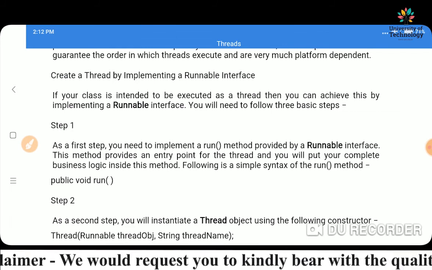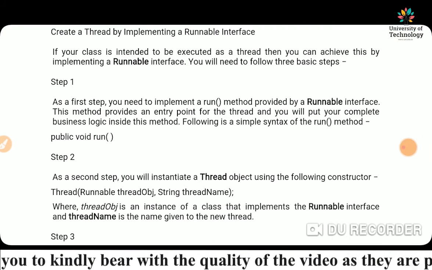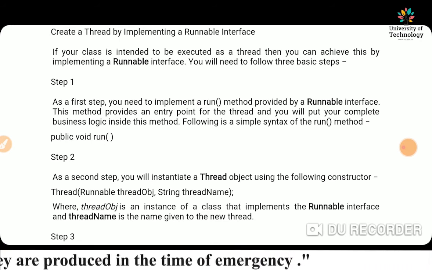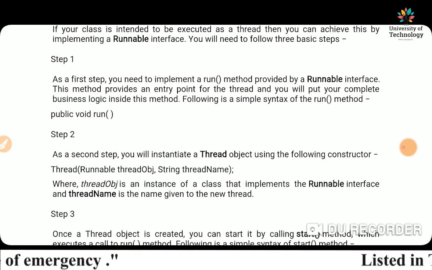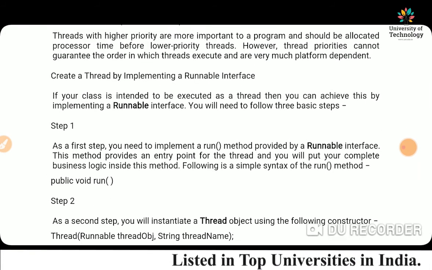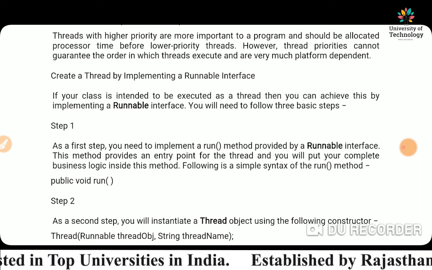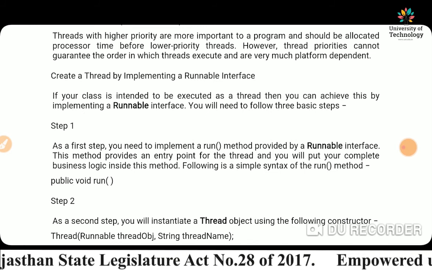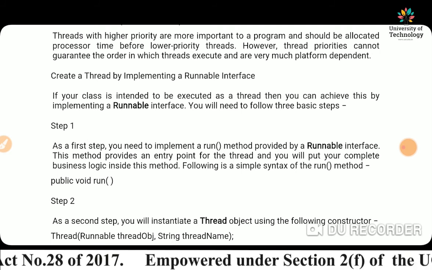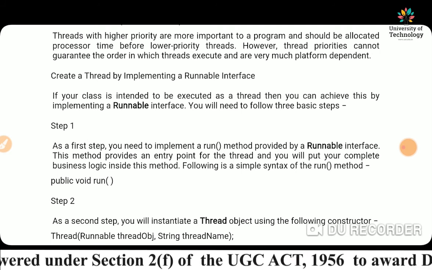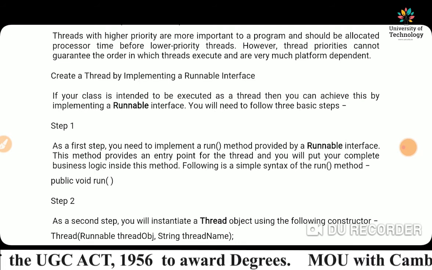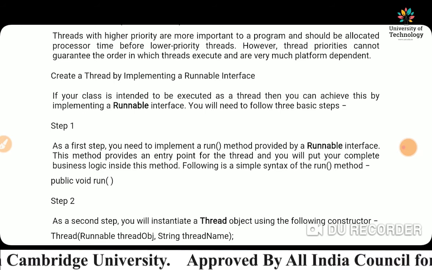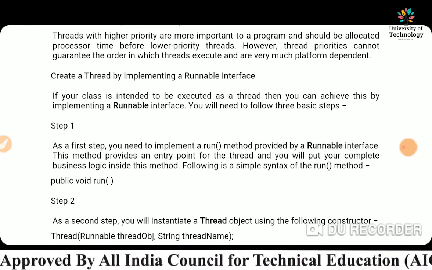If your class is intended to be executed as a thread, you can achieve this by implementing the Runnable interface. Which approach to use depends on what the class we are creating requires. If it requires extending another class, then we have no choice but to implement the Runnable interface, since Java classes cannot have two superclasses.